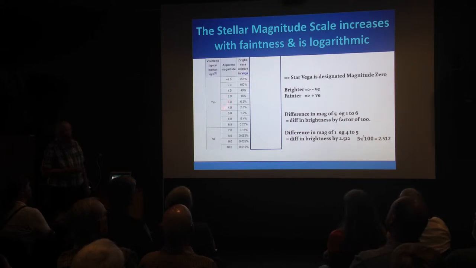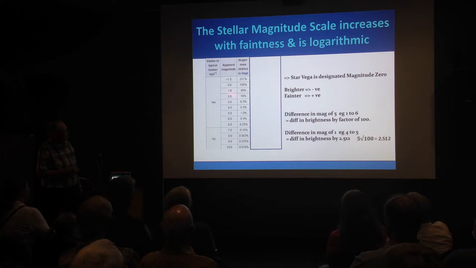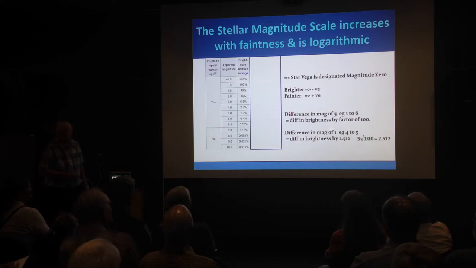It's actually 2.512. And how on earth did they get that figure? It's just the fifth root of 100. So if you take the brightness of magnitude 2 and increase it by a factor of 2.512, you get a magnitude 3, and so on. It looks a bit messy, but it's for historical reasons. The main thing to remember is that Vega is magnitude 0. Anything brighter gets more and more negative, anything fainter gets more positive, and it's on a logarithmic scale. That's pretty much all you need to know.